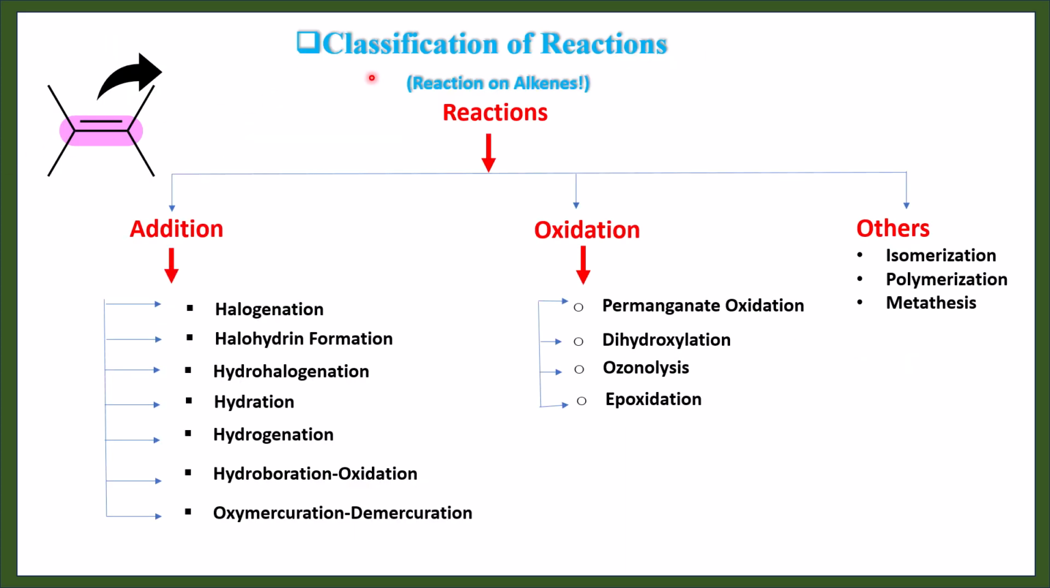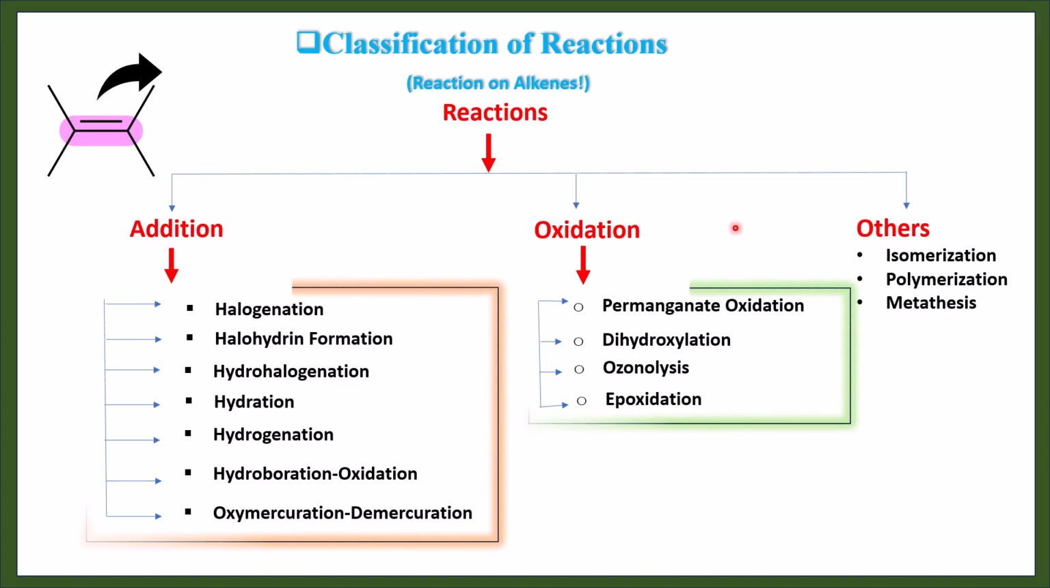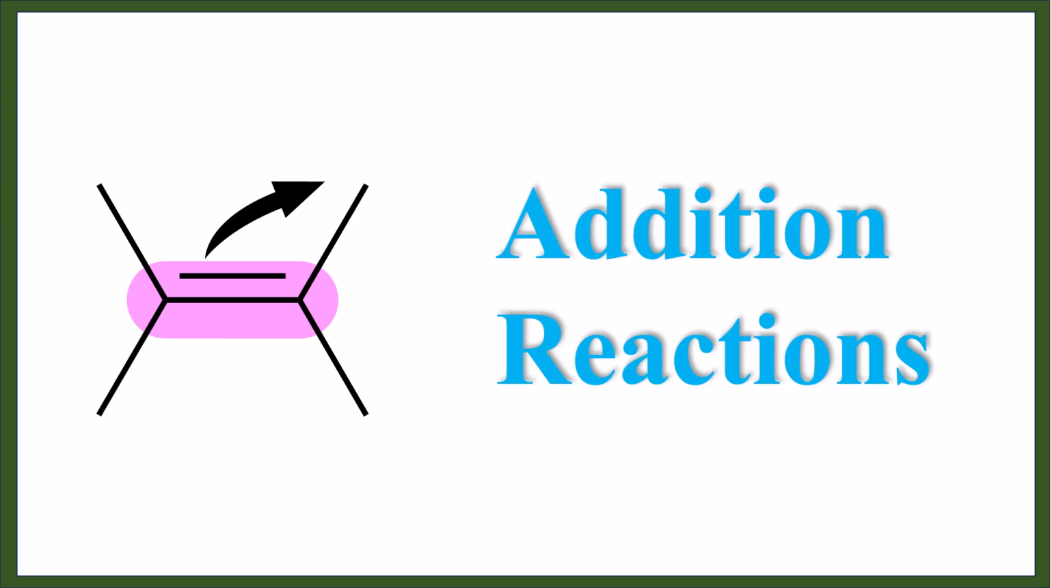Now we will discuss the classification of reactions on alkenes. As alkene has pi electrons which are comparatively labile, it is nucleophilic in nature, and we can categorize alkene reactions into three categories: one is addition, another is oxidation, and the other is a few specific reactions. We will discuss addition and oxidation reactions in the next few slides. Now we will focus on addition reactions.